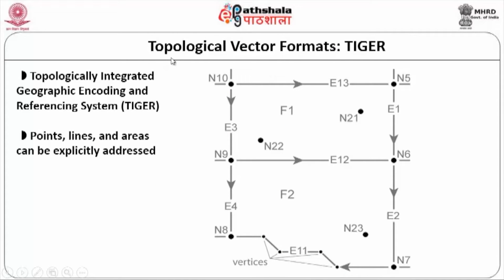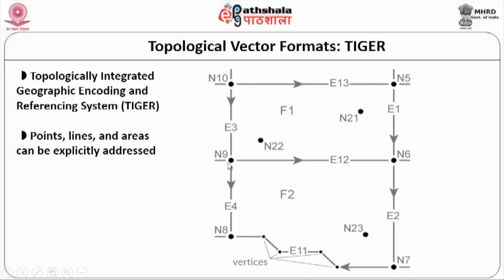Then a very important method of storing the topological vector format, namely Tiger. This is very much in vogue now. Topologically Integrated Geographic Encoding and Referencing system, otherwise called Tiger. Here all the lines, points and areas can be explicitly addressed, unlike in the previous case. Because of the topological integration, this is how it goes. It runs here E3, E4, and then E11 is coming here, and this is the way a polygon is represented, isn't it? We have already seen arc 1, arc 2, arc 3 and so on.